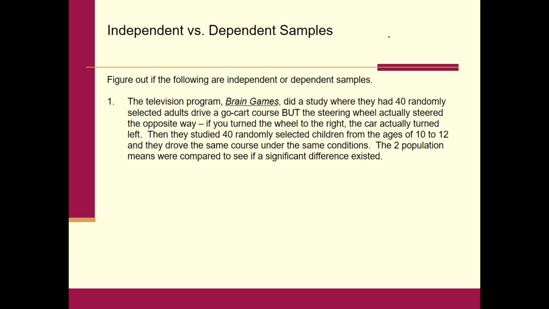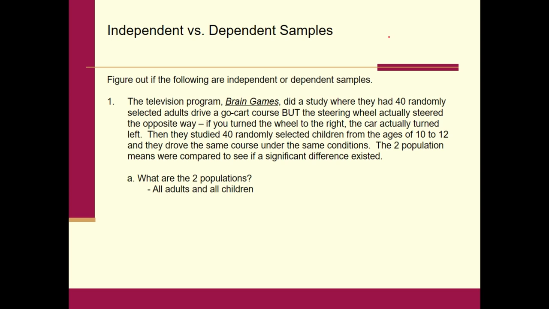The two population means were compared to see if a significant difference existed between the mean times to finish the course. So time was the quantitative variable. That means we can look at means, right? And we have two groups: the adults, and the children. They were all randomly selected, so it's not like the parents were compared to the children. That wasn't the case.